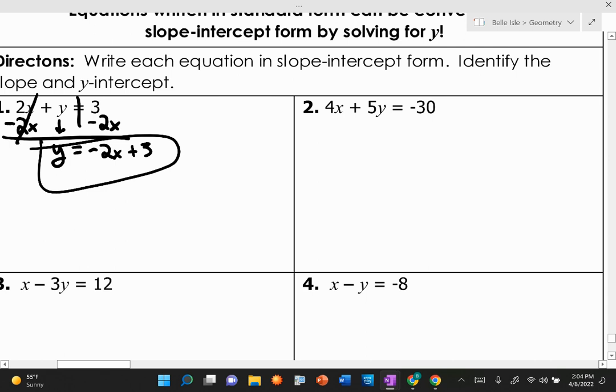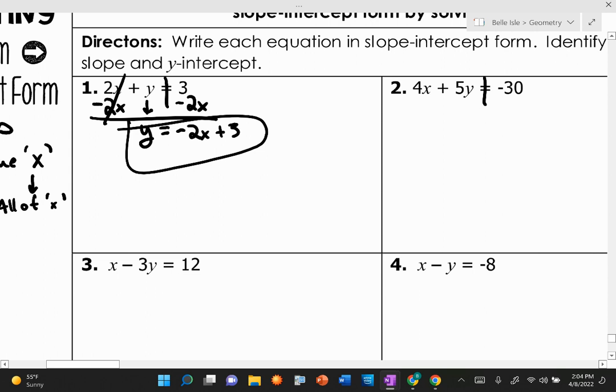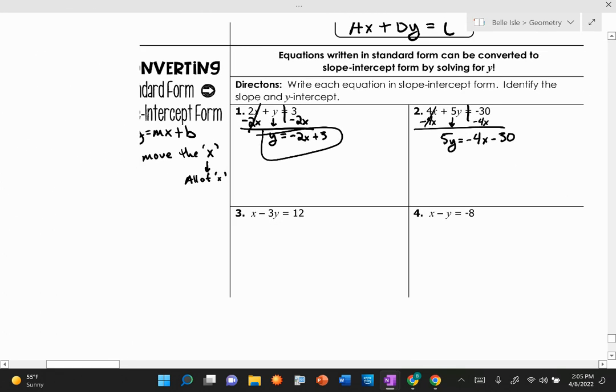Okay, number 2. 4x plus 5y equals negative 30. What's your first step? Yes, move the x, all of the x. It is a positive 4x. What is the opposite of a positive 4x? A negative 4x. I'm going to do it to both sides. The 4x's will cancel out. I'll bring down my 5y, and then I will write it in mx plus b form, which is negative 4x minus 30.